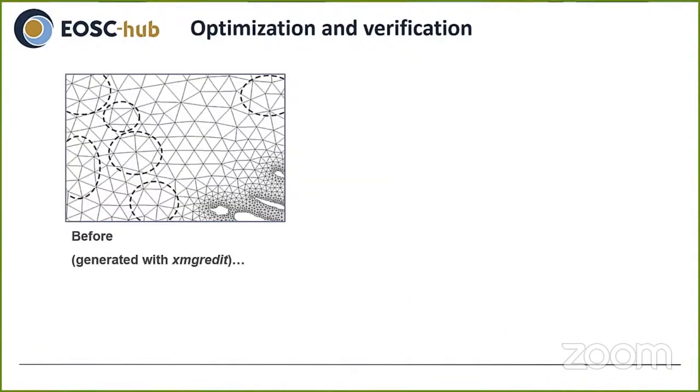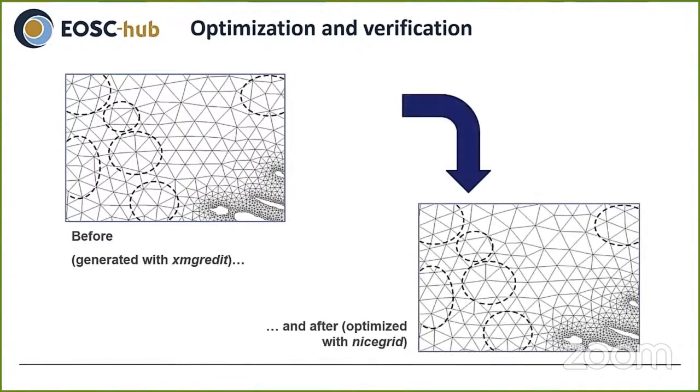So here's a more detailed example of how we can optimize and improve a grid. This figure shows a piece of a grid in the Atlantic, and you see these circles represent elements that are not terrific. This was a grid generated with XMGR-edit, and here's how we can improve it. In general, you see that we avoided nodes that were connected to 8 other nodes. So in this case, the maximum number of neighbors is 7 rather than 8. We also avoided nodes that were connected to only 4 other nodes. So now the minimum number of neighbors is 5.